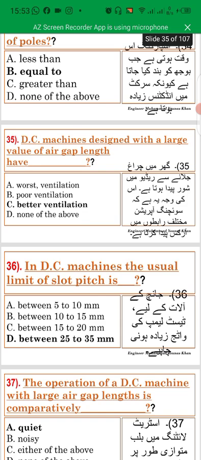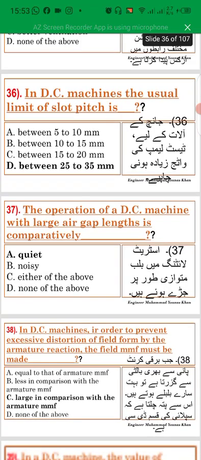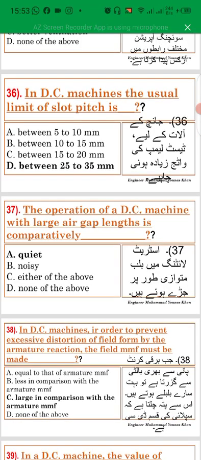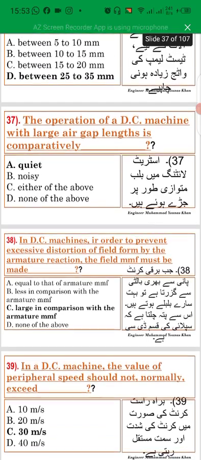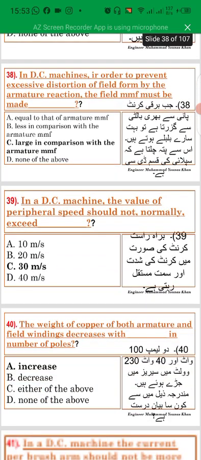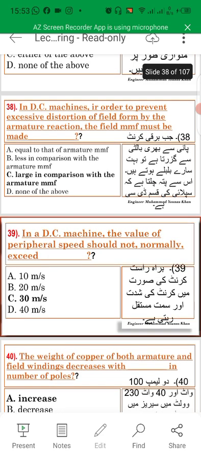DC machines designed with a large value of air gap length may have better ventilation. In a DC machine, the usual limit of slot pitch is between 25 to 35 mm. The operation of a DC machine with large air gap length is comparatively quiet. In a DC machine, in order to prevent excessive distortion of field by the armature reaction, the field MMF must be made large in comparison with the armature MMF.